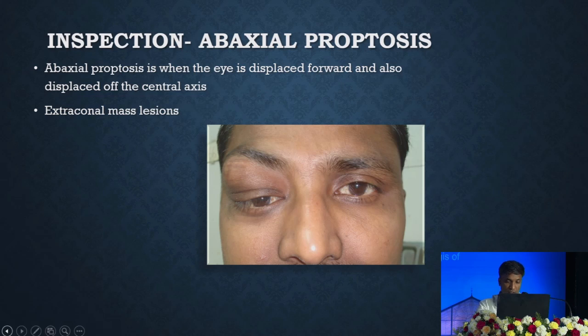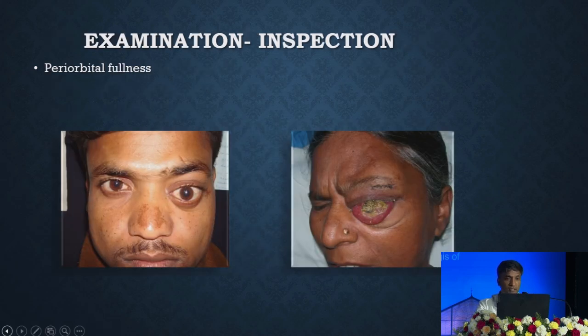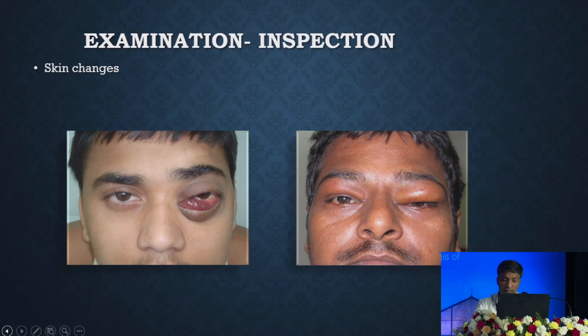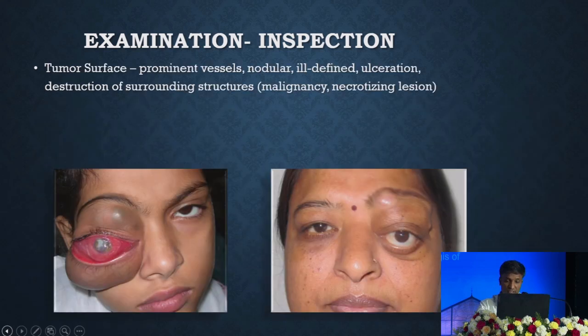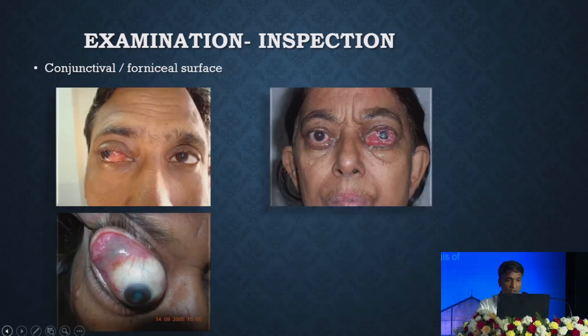Then look for any periorbital fullness, especially the infiltrative lesions will have a periorbital fullness. Look for any skin changes, especially long-standing ones or vascular lesions can give rise to the skin changes. Look for the lid position, and whether it is ptotic or is there any lid retraction. Similarly, look for the surface of the tumor, whether it is necrotic or it's causing any bony destruction. You need to look for these things, very important. Look for the conjunctival sac also. Sometimes, especially on a slit lamp examination, that will give you a better picture.